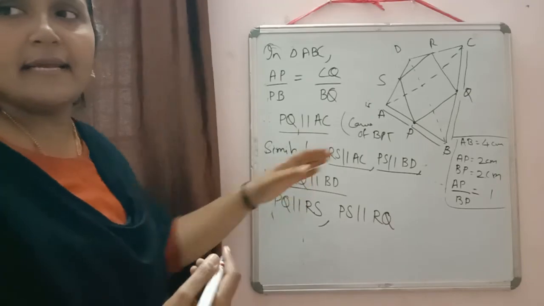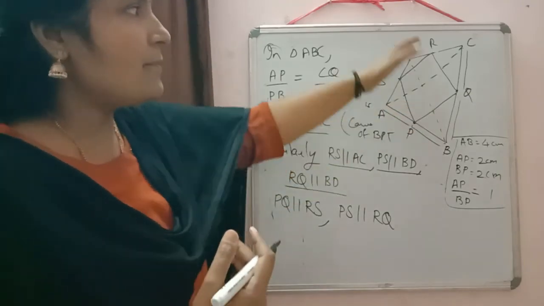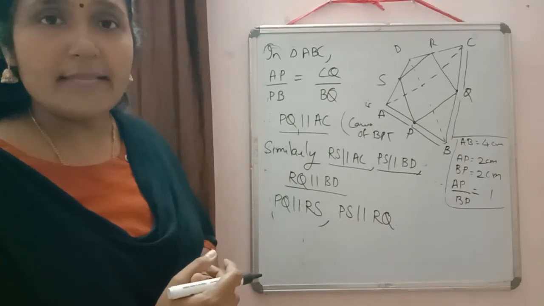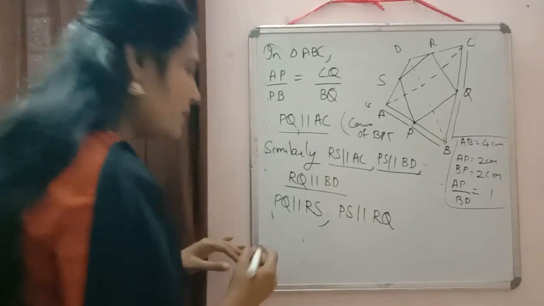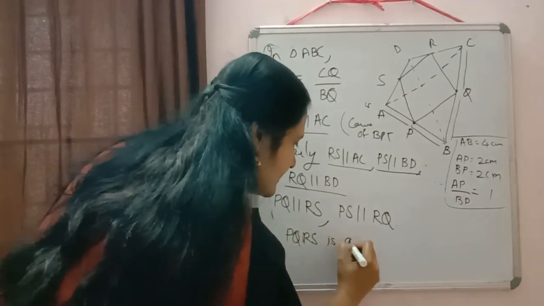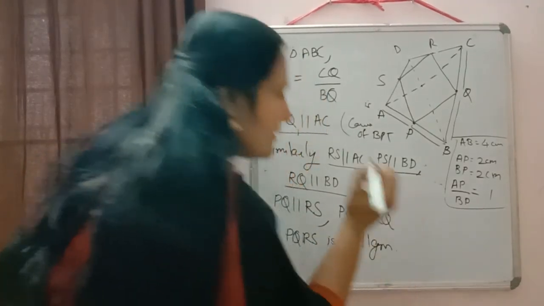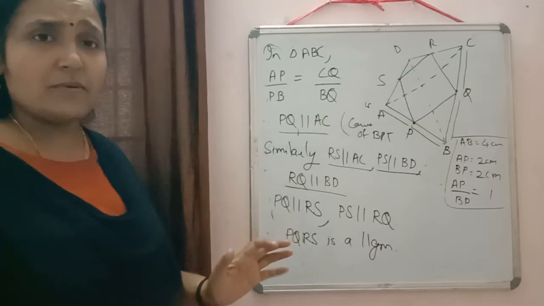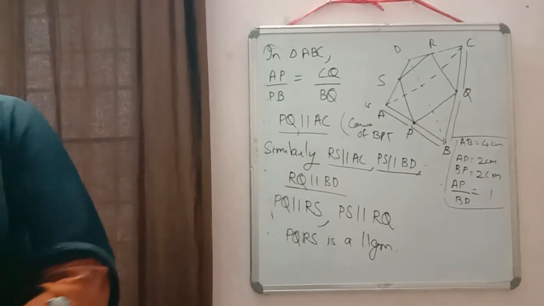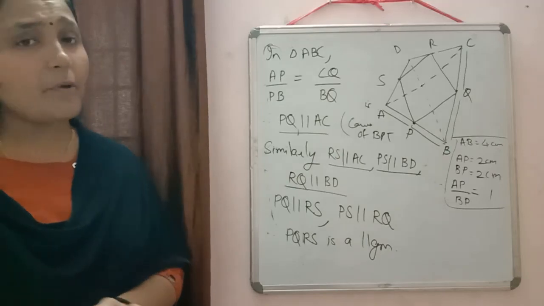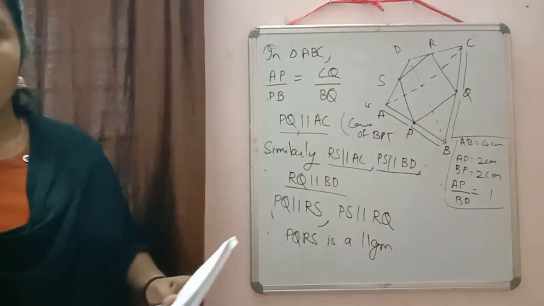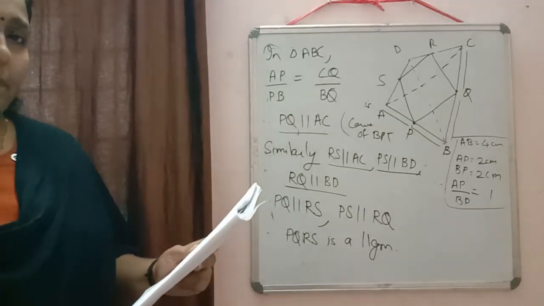So what are we getting? In the quadrilateral, opposite sides are parallel. If opposite sides are parallel, then it is a parallelogram. So just write down there, therefore PQRS is a parallelogram. To prove this one, you should know the properties of parallelogram, rectangle, all. Okay. These properties we studied in 8th class, in 9th class. If you don't know, just go through the properties.